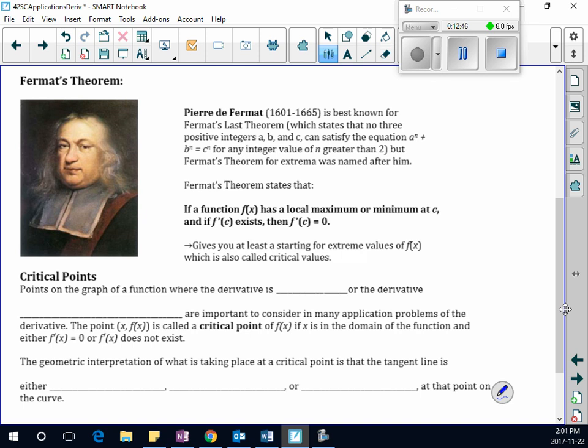I know. This is his last theorem. Well, that's why it's called his last one, so I would assume so.